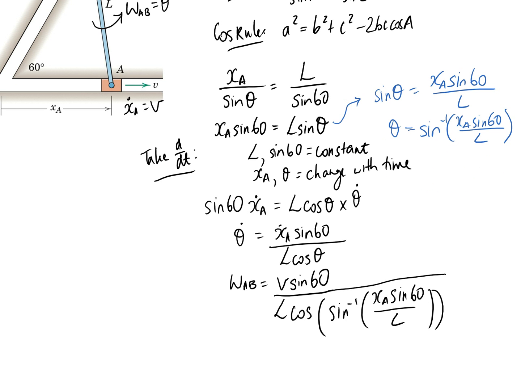Alright, so if you wanted to, you could probably clean this up a bit so you don't have a cos and a sine inverse with each other, but technically this would be a correct answer since we're only using the knowns, V, L, and XA, and we've solved for the unknown, which was the angular velocity. So that's all there is for that question.